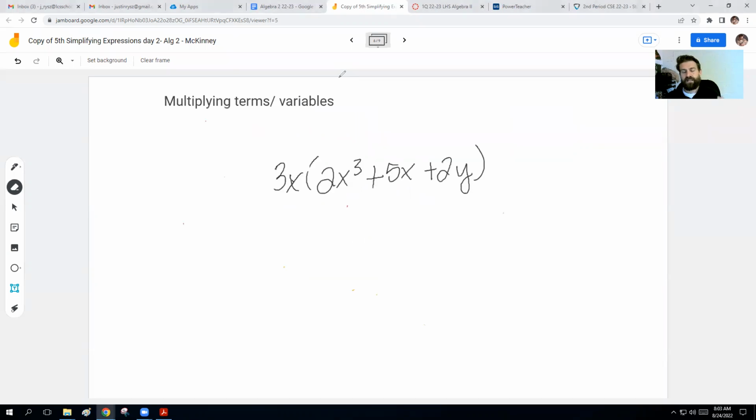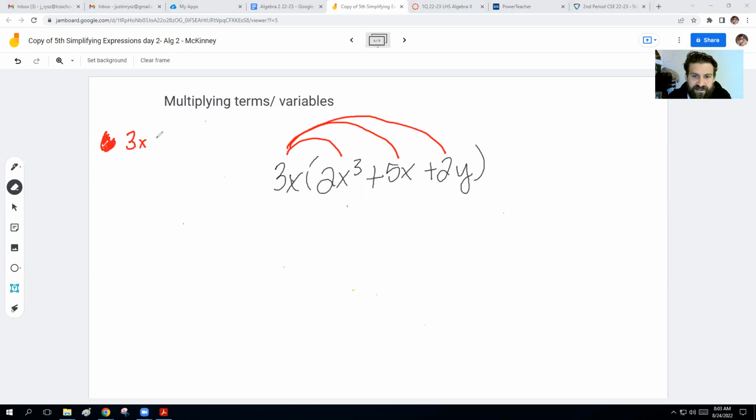All right, once again, let's talk about how we do this if we have a variable in front. Well, when we have a variable in front, we're going to distribute it just fine. So we'll times this by 3x and we'll times that by 2y. But we've got to make sure we understand this.